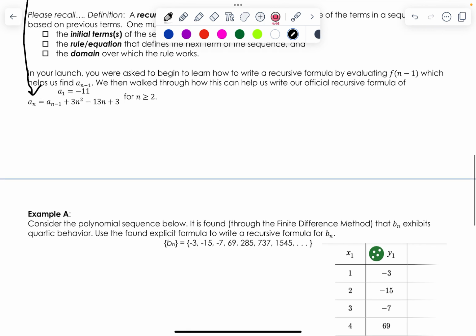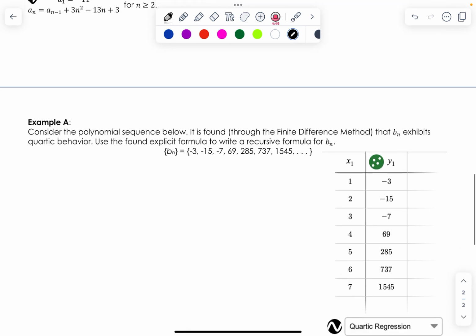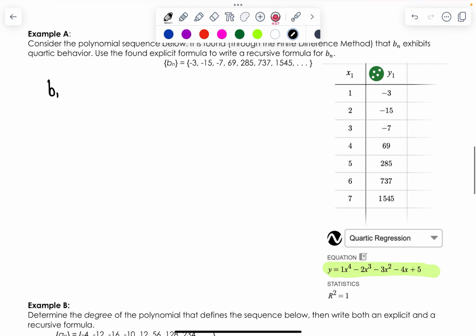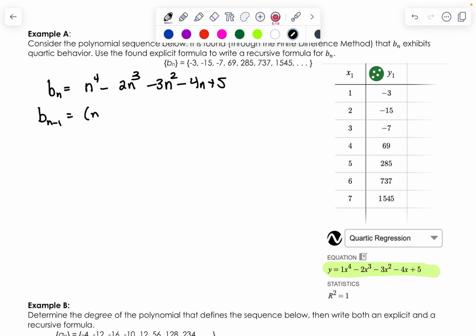All right, so let's try one together, okay? So what we're going to do is really the same idea. I've given you the explicit formulas right here. So we're going to say b sub n is n to the fourth minus 2n cubed minus 3n squared minus 4n plus 5. Because replacing the n with n minus 1 really does produce the previous term, we're going to go through and replace the n's with n minus 1.